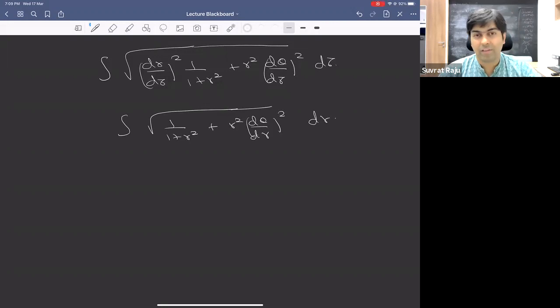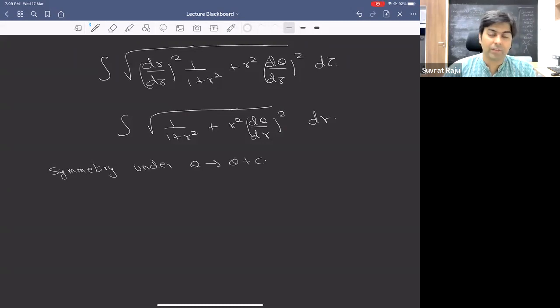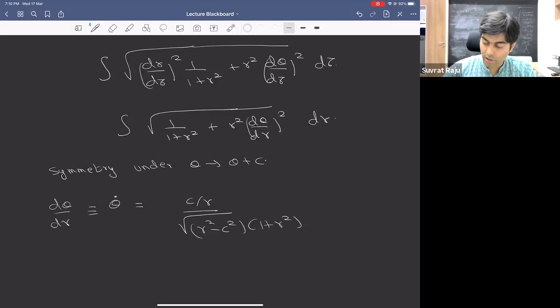I mean, it's something that we are taught, and you see immediately that there's a first integral of motion that you can get, by noticing that there's a symmetry of this action under theta goes to theta plus constant. And the fact that there's a symmetry of this action allows you to immediately integrate and write down that from this action, the minimal surface, so d theta by dr, which I'll write as theta dot, is just c by r squared minus c squared and 1 plus r squared. This c is not the same as this c.